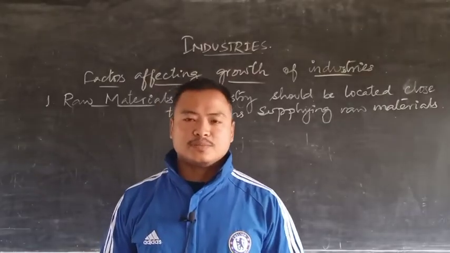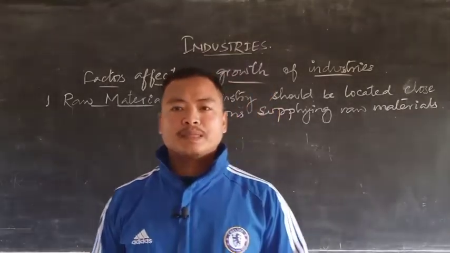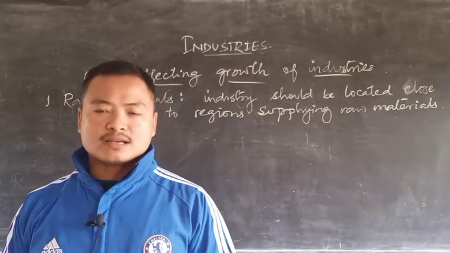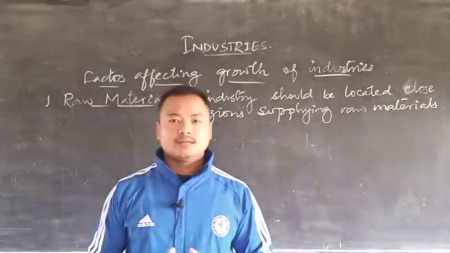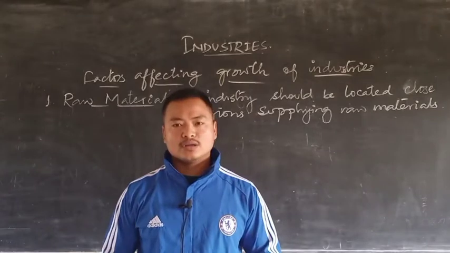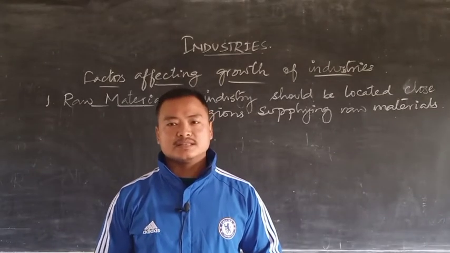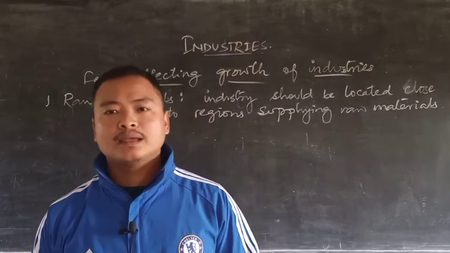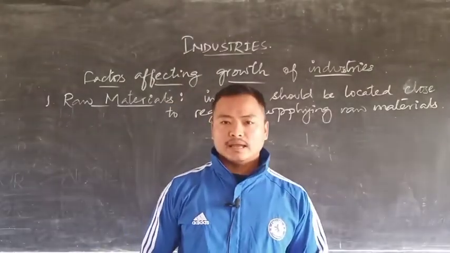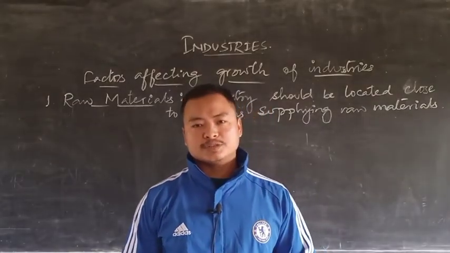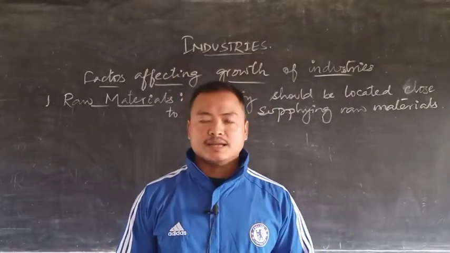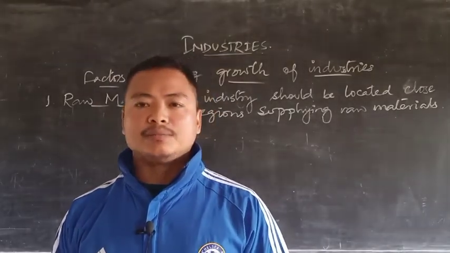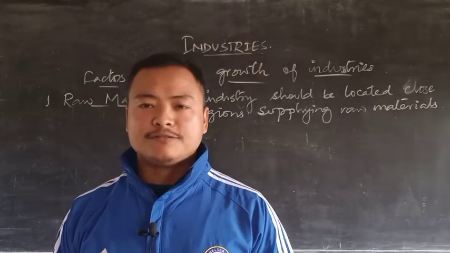So, the first factor to be discussed is raw materials. We see that an industry is always close by to the location of raw materials, or wherever raw material is easily available. So, industries should be set up in such a place. This helps in cutting the transportation cost. At the same time, raw materials which are easily available nearby facilitate a faster growth.